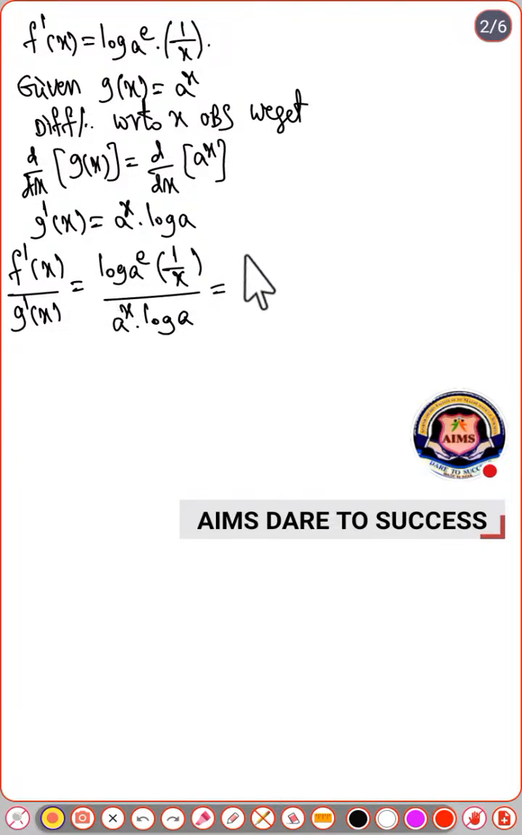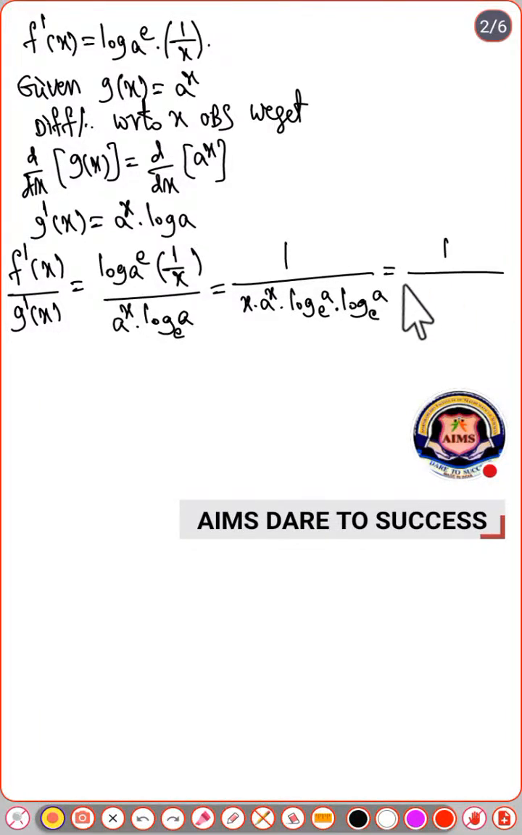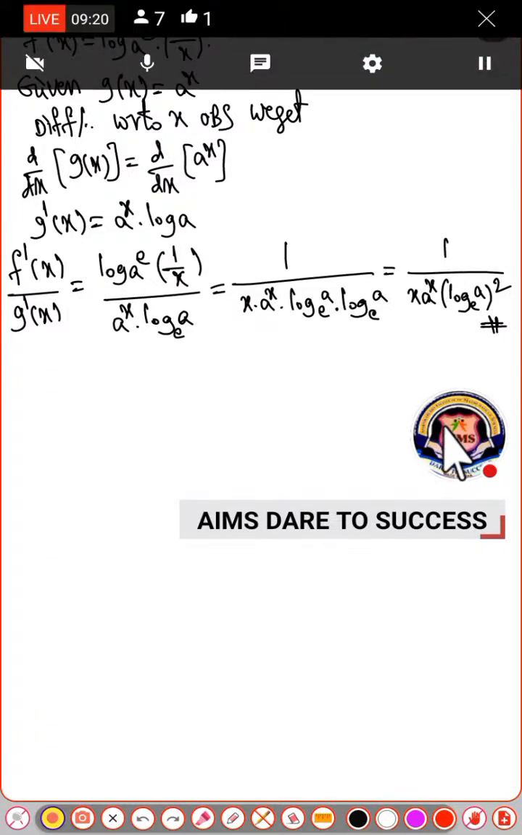So this part coming into the denominator, we can write 1 divided by x as same, and a power x is same. log a base e comes to the denominator as log a base e into log a. Here log a means base e, natural. So both are the same, so we can write 1 divided by x a power x into log a base e whole square is the required answer.